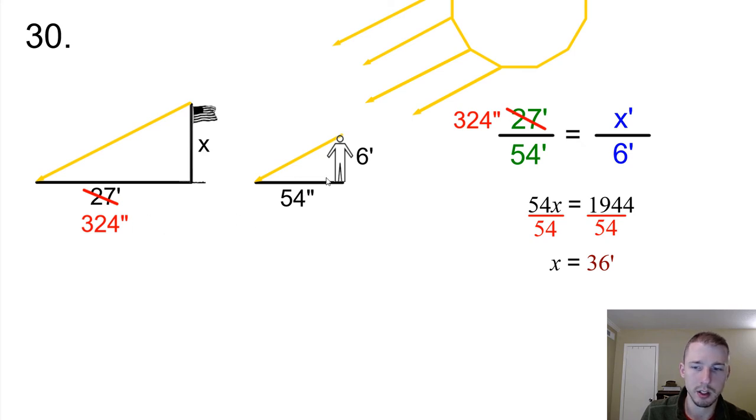The scale factor is going to be times 6. So if I do 6 times 54, that'll give me up here. 6 times 6 would give me 36 as well. So basically the flagpole is 6 times taller than you are, so its shadow should also be 6 times longer than your shadow.